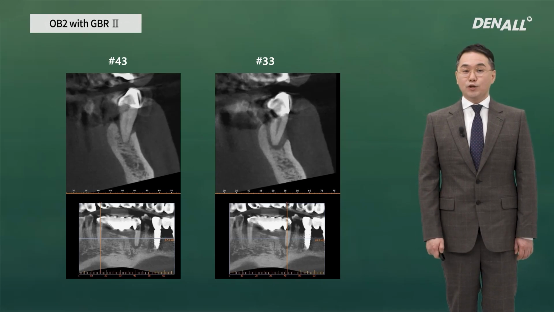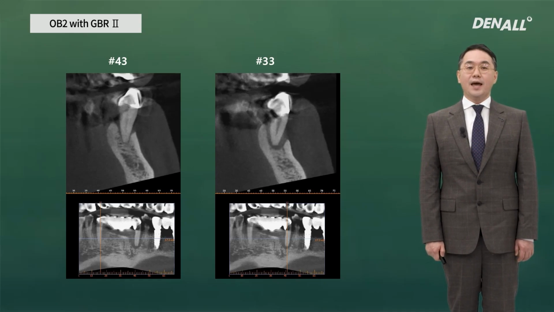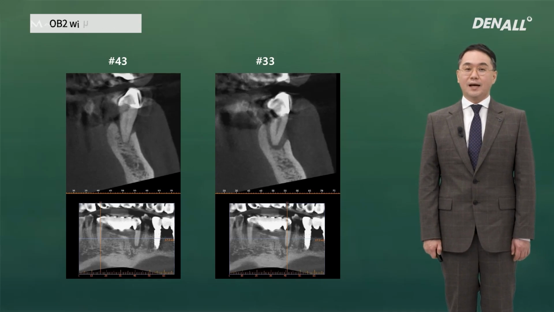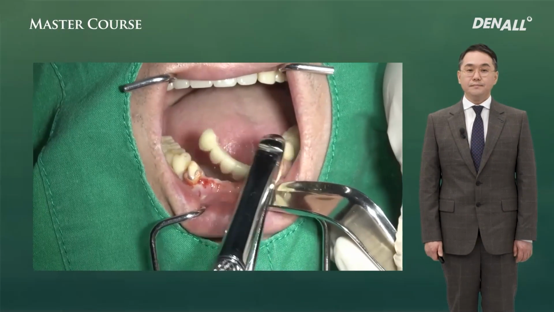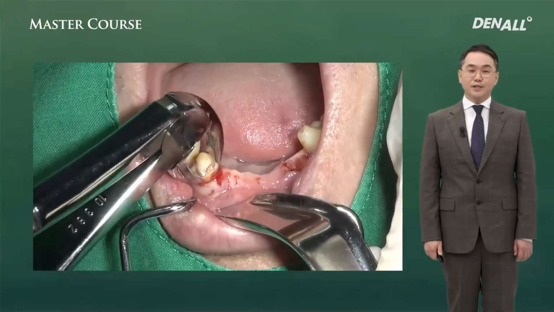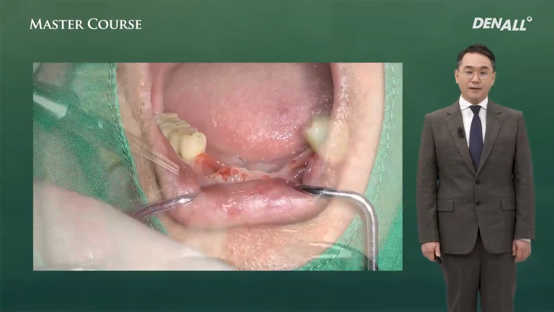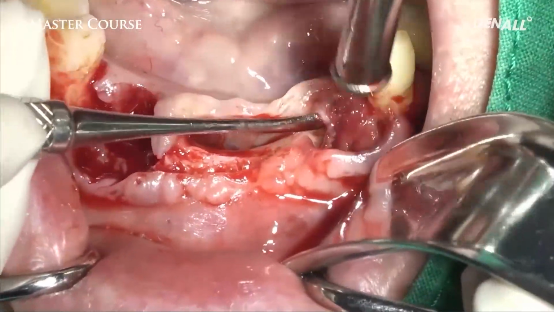Because it is immediate implant placement, soft tissue is lacking. I chose non-submerged transmucosal GBR for both sides. Let's look at the surgical clip. Extraction is being done. Because of severe periodontal disease, there was a severe mobility and extraction was not hard.